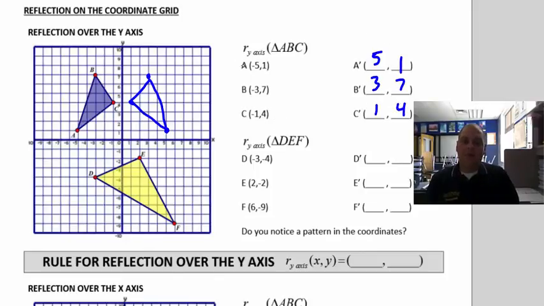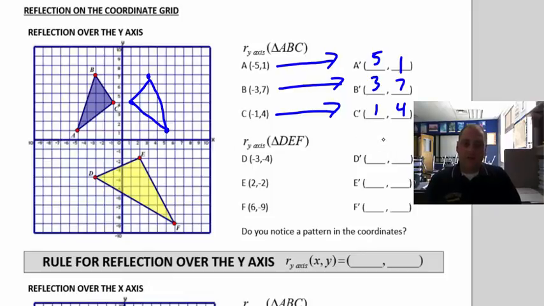So take a look at what happened from here to here, here to here, and here to here. Negative 5 became 5, 1 stayed the same. Negative 3 became 3, 7 stayed the same. Negative 1 became 1, 4 stayed the same. You think the same thing's going to happen here, so let's just fill this in. We're going to use the same exact pattern. We could graph it, but we're just going to save time by not graphing.